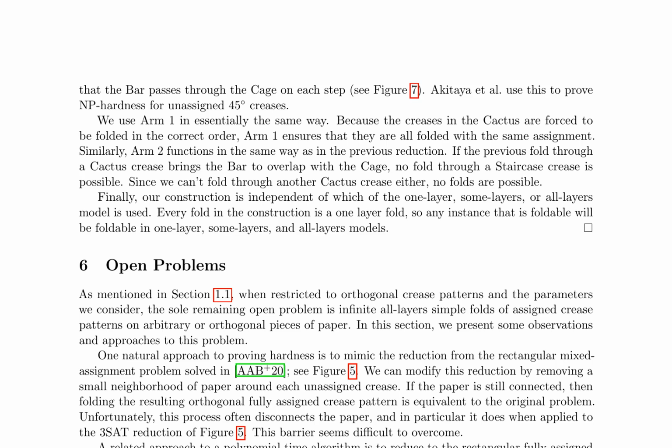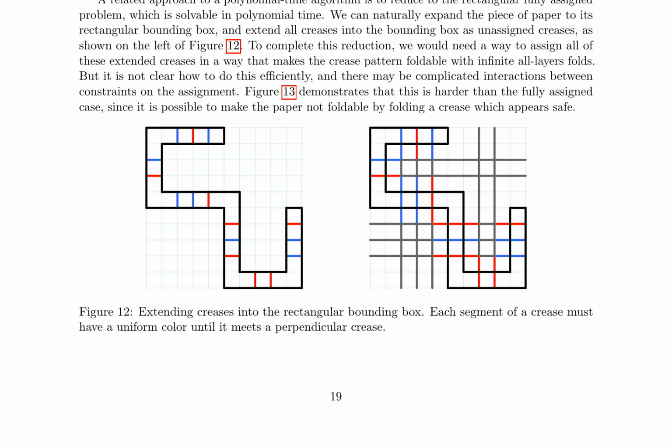The authors utilize arm1 to ensure that creases in the cactus are folded with the same assignment, thereby proving NP-hardness for unassigned 45 degree creases. This construction is independent of the one-layer, some-layers, or all-layers model, as every fold is a one-layer fold. The paper highlights 6 open problems, with a focus on infinite layers simple folds of assigned crease patterns on arbitrary or orthogonal pieces of paper.